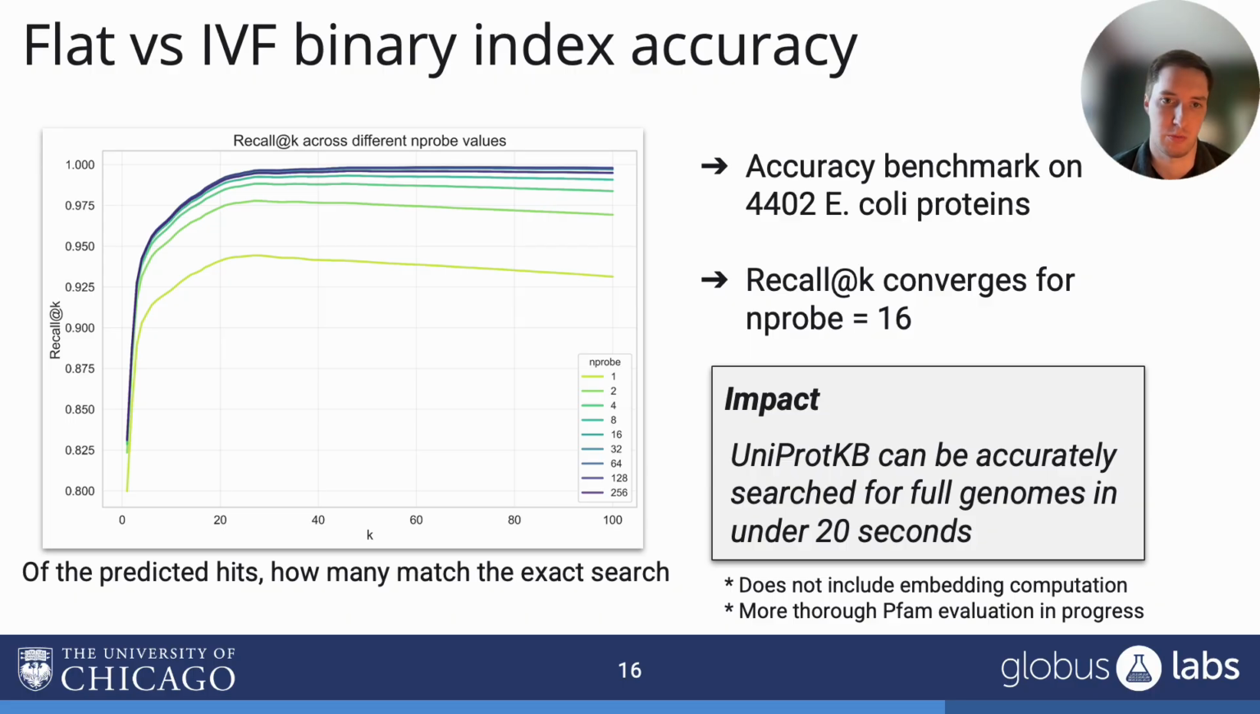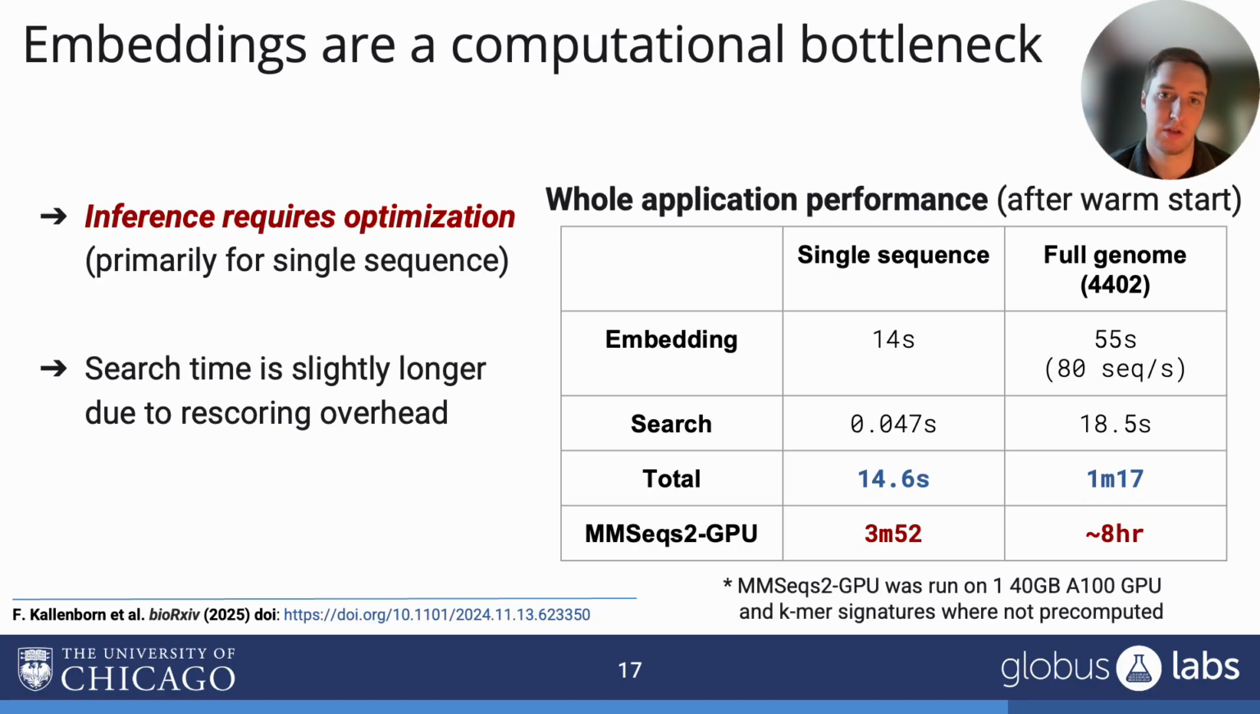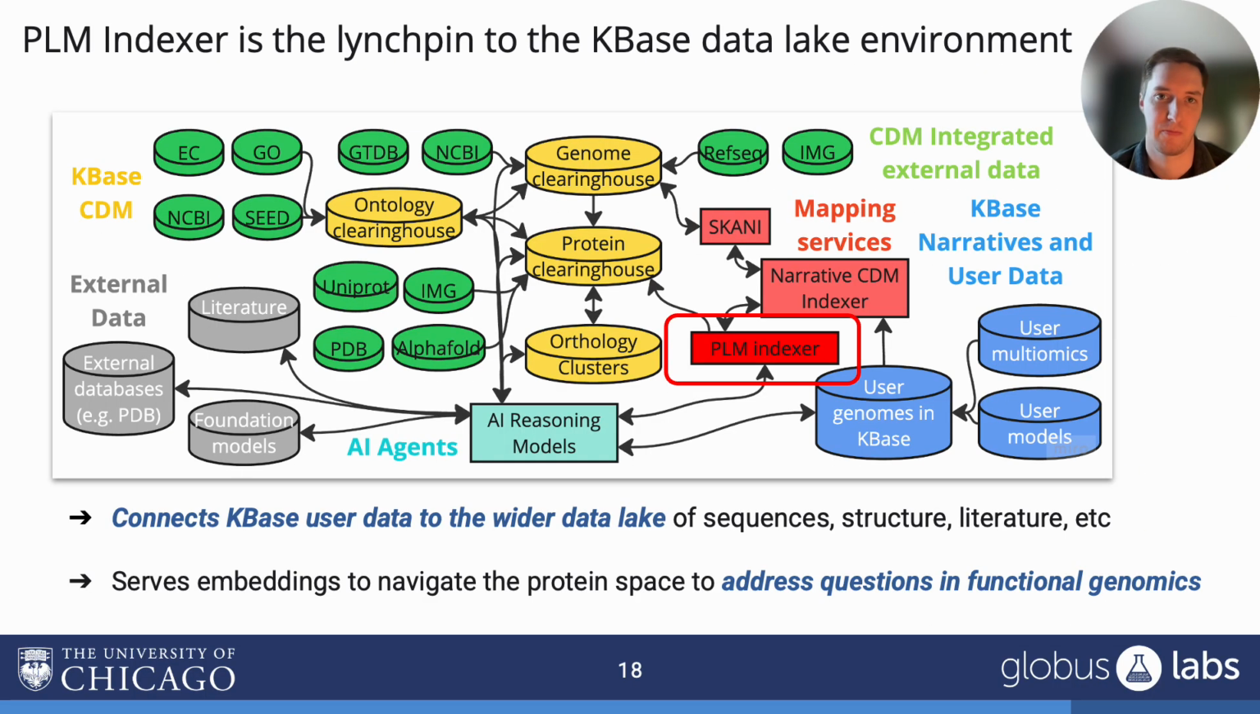However, this is only the search time and does not include the cost of computing query embedding. So when we add in the query embedding computation, we see that for single sequence queries, the application runs in about 15 seconds, whereas for full genome, we get results in about a minute. For single sequence, the embedding largely dominates the runtime, and we are working on several optimizations to improve this. Comparing this to the newly released optimized version of MMseqs2, we see that single sequence takes about 4 minutes and full genome takes up to 8 hours, making our approach competitive for large databases.